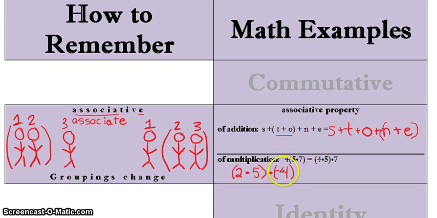Okay, now I want to change who's grouped together. So instead of 5 hanging out with 2, who does 5 need to hang out with? 4. So I'm still going to have 2 times 5 times negative 4, I should have said. And 5 is going to hang out with negative 4 now instead of with 2. And that is the associative property.